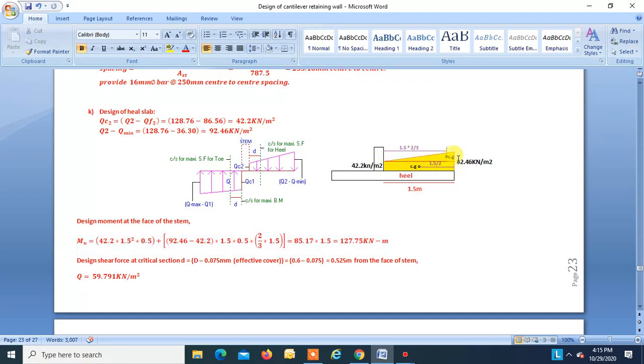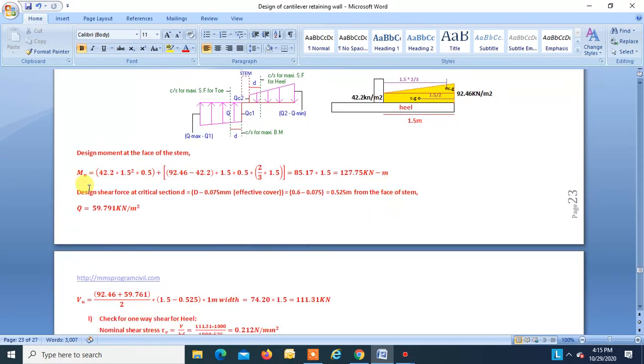Now let us take the triangle portion. Then (92.46 minus 42.2) into 1.5 into 0.5 into 1.5 into 2 by 3. That is equal to 85.17 into 1.5, where 1.5 is the load factor. This is your 127.75, the factored moment, for which we will do the design, or find the steel for the heel. Again, check for one way shear.